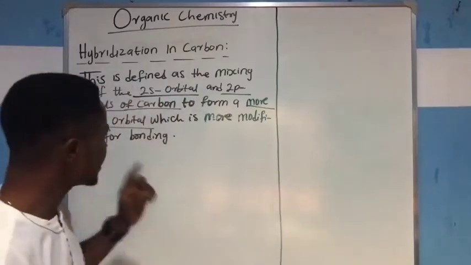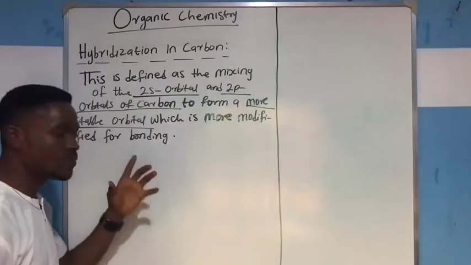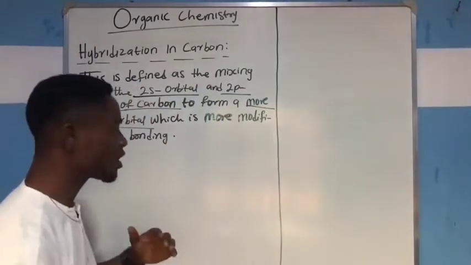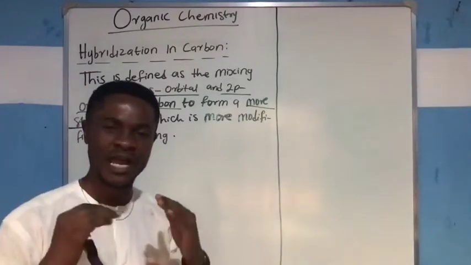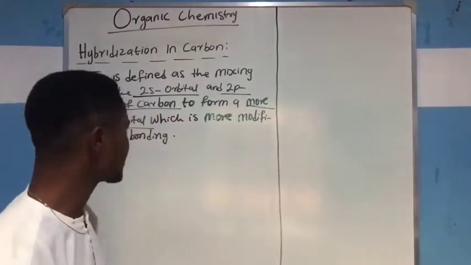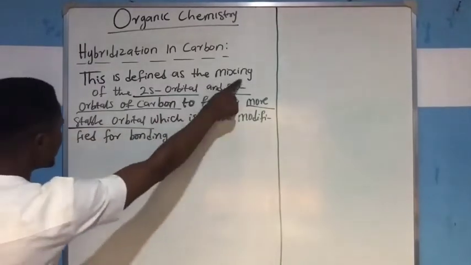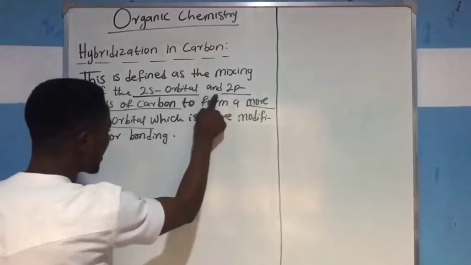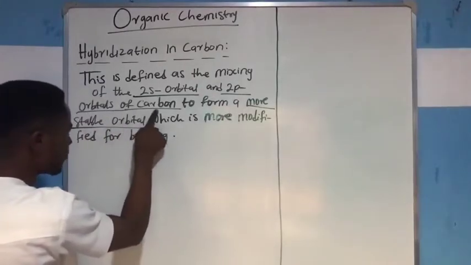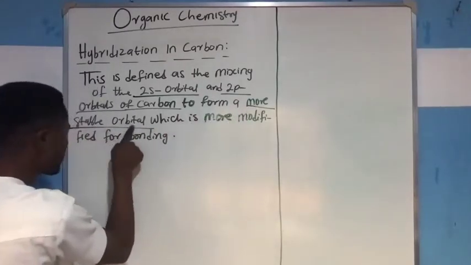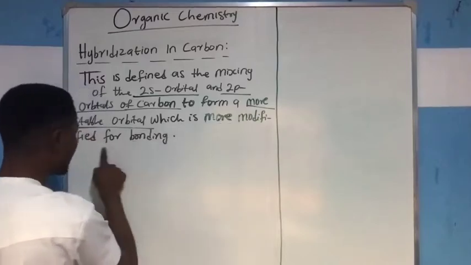Okay, very quickly, let us get into what we have today. We need to understand the concept. In this lesson, we are going to be understanding the concept of hybridization in carbon precisely. So hybridization in carbon, like I have here, is defined as the mixing of the 2s orbital and 2p orbital of carbon to form a more stable orbital which is more modified for bonding.